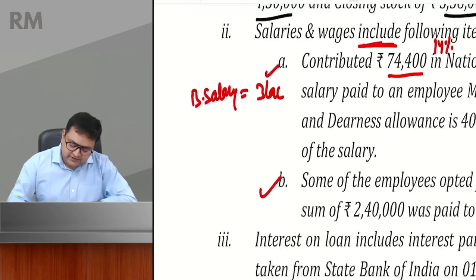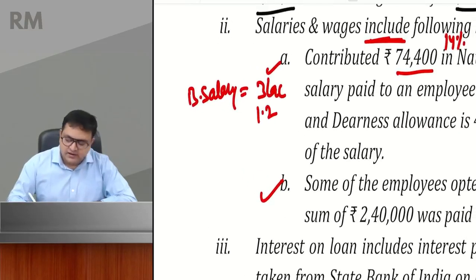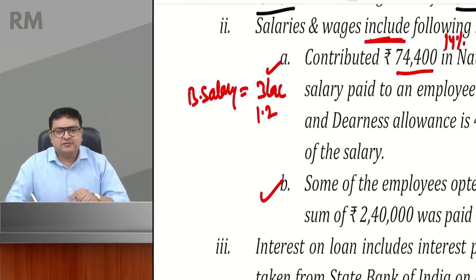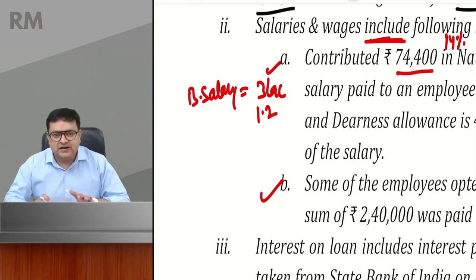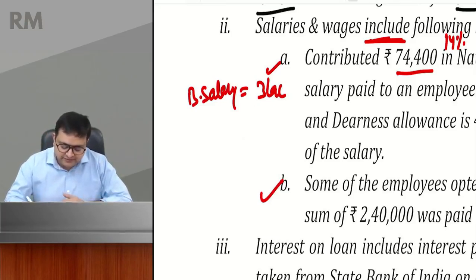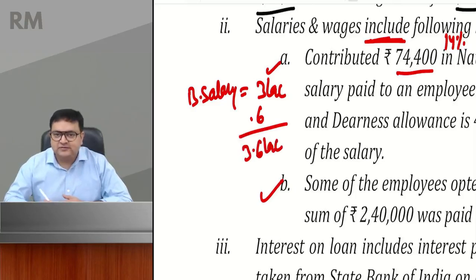DA is 40%. So 40% is 1.2 lakh, but 50% forming part. And for this purpose, I need only the DA which forms part. If nothing is mentioned in the question about how much forms part, then we will not take that DA. But if it is specifically mentioned how much forms part, and they are saying 50% forming part, it means 1.2 lakh is the DA, 60,000 forms part, 0.6 lakh. So 3.6 lakh is the salary for this purpose.